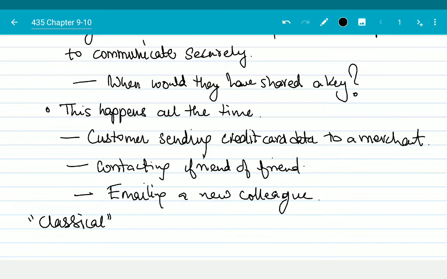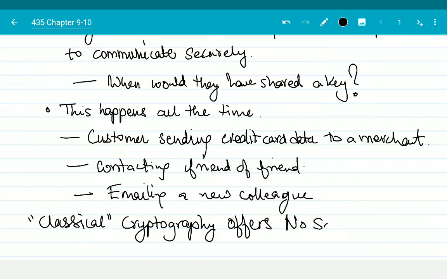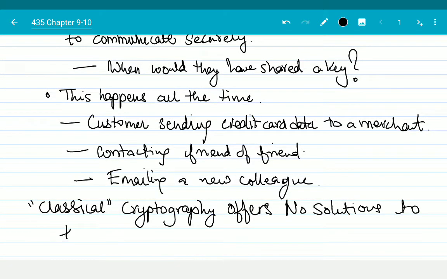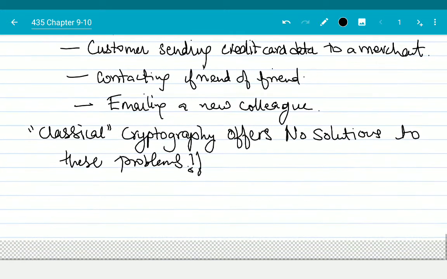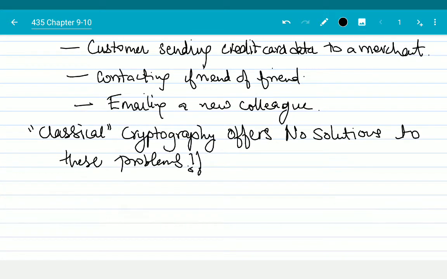Classical cryptography offers no solutions to these problems. And the funny thing is, this was the case till around 1976.